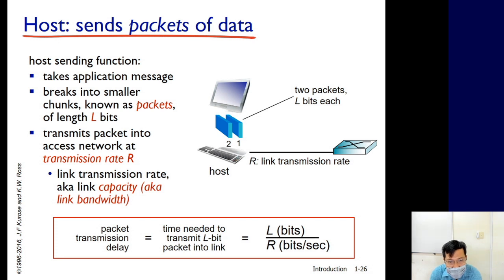How can we calculate the delay of this packet from the host to the first device in the access network? The delay is calculated by the time needed to transmit the L-bit packet into the link. So here we have L/R seconds used to transmit all the L bits of a packet.